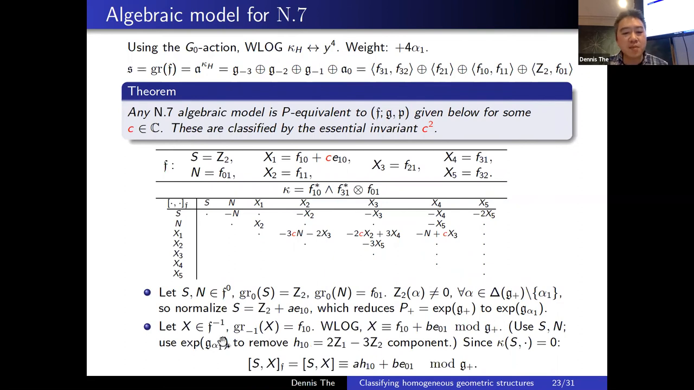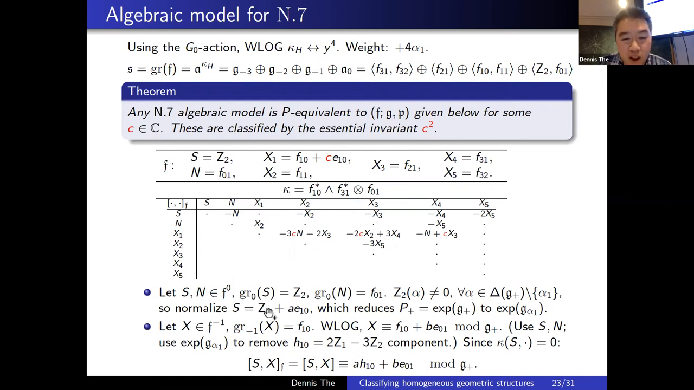Okay, but let's start with an adapted filtered basis. Let's take X at level minus one with leading part F10. Using linear combinations or this residual part of the structure group, one can get to this form. Let me not go through all the details, but just give you an outline so you get a feel for how this works. Use S and N, use this bit of structure group, and we're going to remove some of these higher bits, and you can actually get into this form, plus some higher tails. Why am I doing that? Well, I have this extra bit of deformation. It's not so nice, and I want to try to get rid of it.